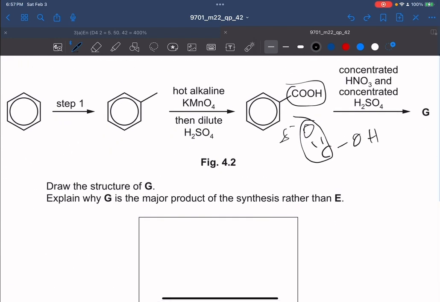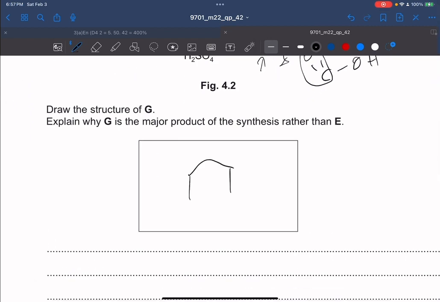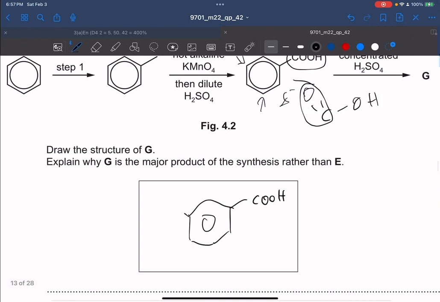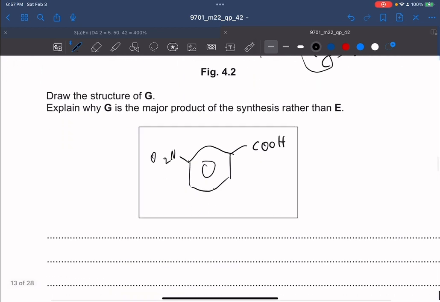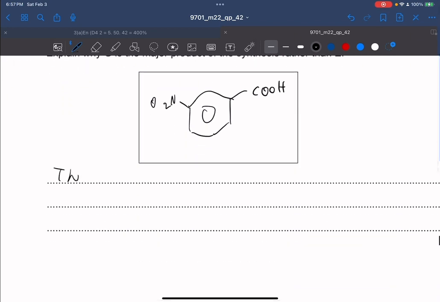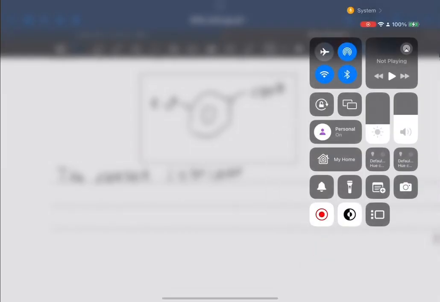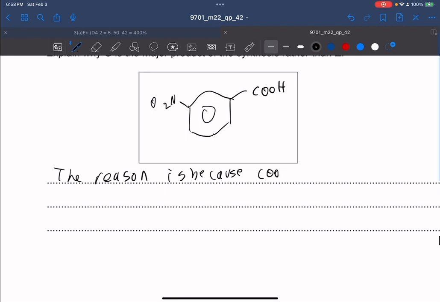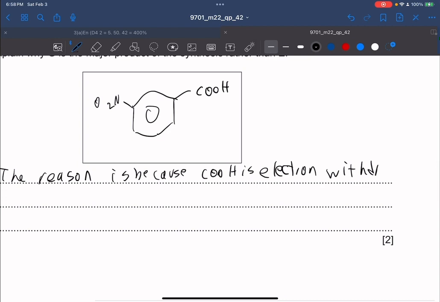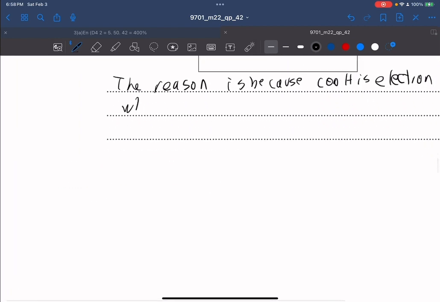So because it's an EWG, electron withdrawing group, you could pull it here or here. Anyway, whichever you like is fine as long as they're in this position. So I put it there. The reason is, see, hold on a moment. Yeah, because COOH is electron withdrawing, which activates position 3 and 5.